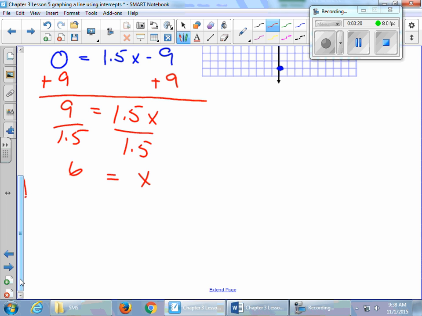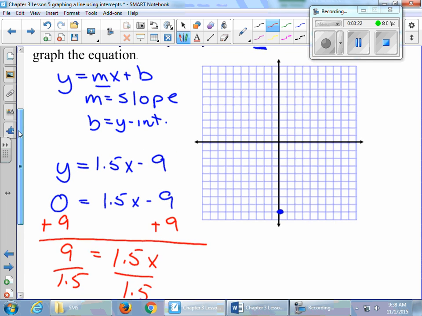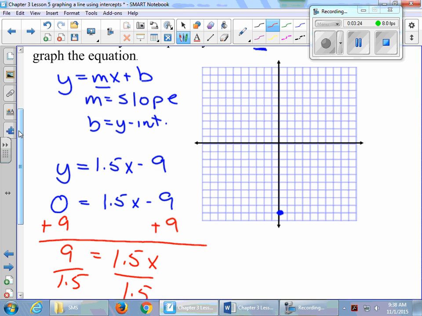So going back up to our graph then, we know 6. 1, 2, 3, 4, 5, 6. That's where our line's going to cross there. So then we're going to graph with our 2 points, as straight a line as possible. And there we have it.